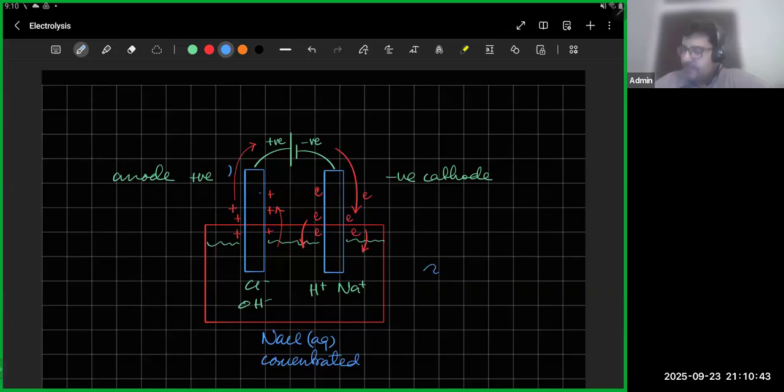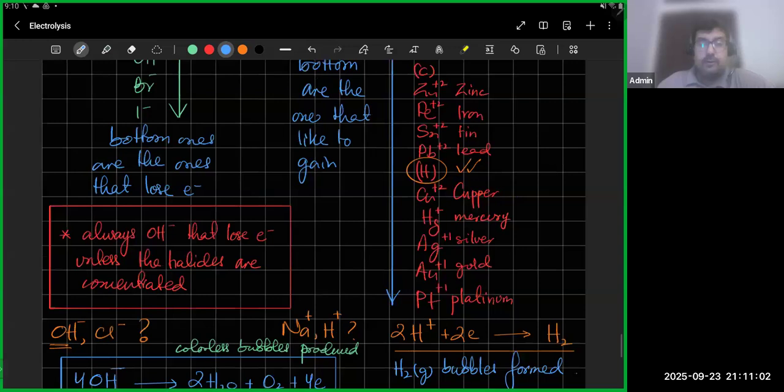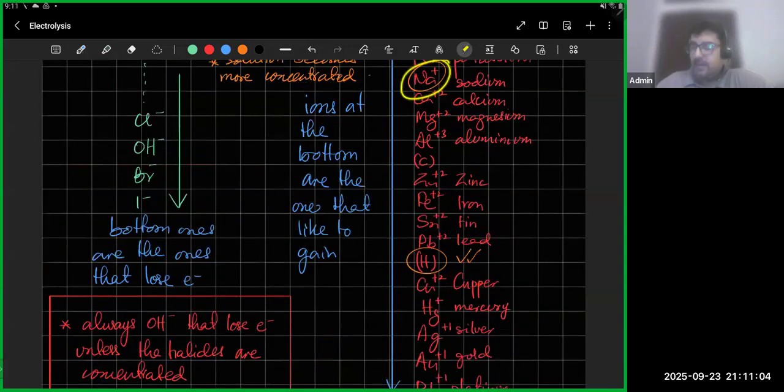Now again, the question is who gains electrons? So who gains electrons that are coming from the cathode, from the battery? Is it going to be Na+1 or is it going to be H+1? Nothing changes at the cathode. You have to look over here in the reactivity series. Na is at the top, H is at the bottom. So you're going to go with H. H is the one that's going to gain electrons.